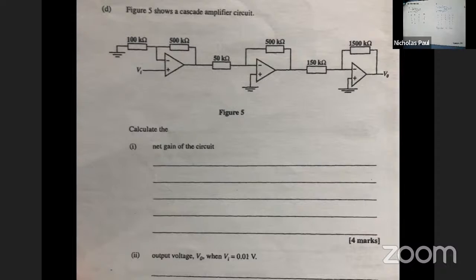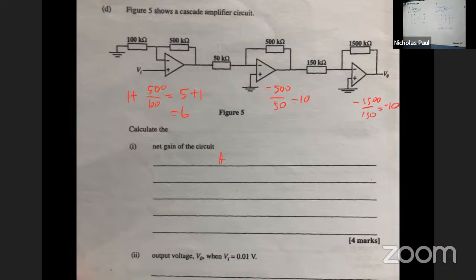Oh, all right. So let's go through the gain here. Gain on the first one is a non-inverting op amp, 500 and 100, that is 5, plus 1, so that's 6. Sorry about that, that's plus 1 actually. Next one is minus 500 over 50. That's minus 10. The last is the same thing, minus 1500 over 150, which is also minus 10.